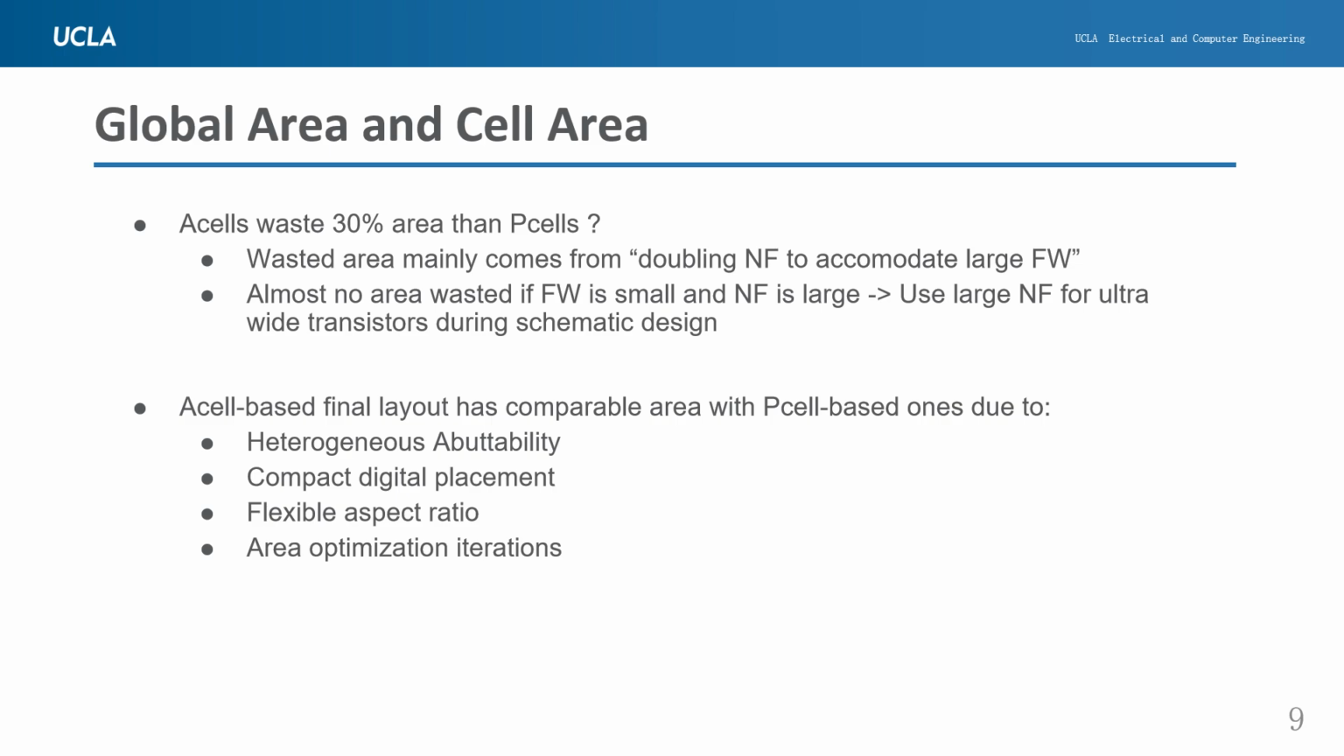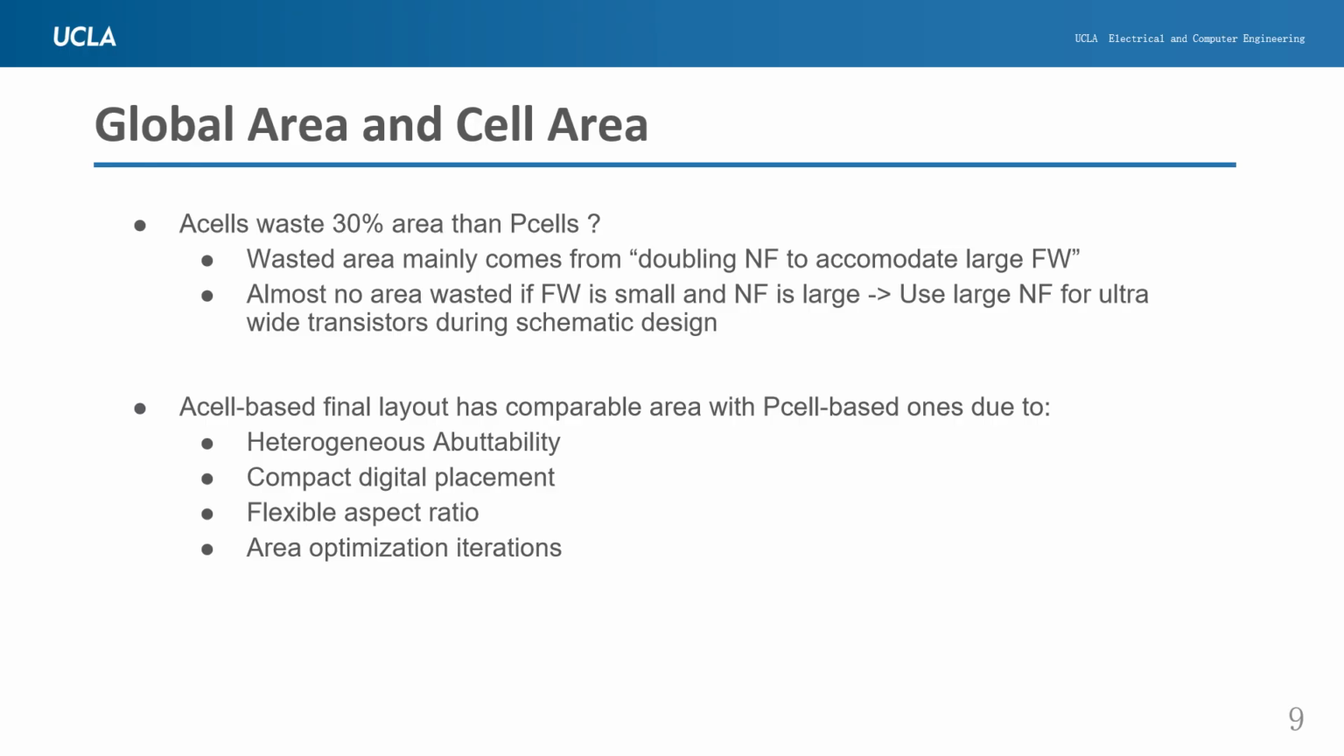It seems that A cells waste 30% or more area than P cells. However, this is not really the case because wasted area mainly comes from the procedure of doubling the number of fingers to accommodate large finger width. And if the schematic designers are aware of this during the schematic design stage, and they use a large number of fingers instead of large finger width to implement ultra-wide transistors, then actually almost no area is wasted.